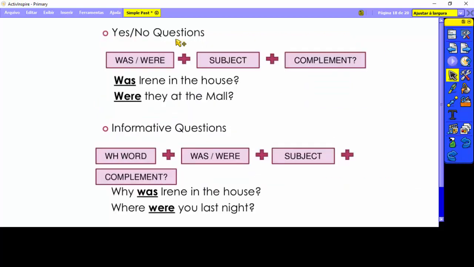Yes, no questions. You're going to use was or were before the subject and then the complement. Was it in the house? Were they at the mall? Informative questions, WH word before was or were, subject and complement. Why was it in the house? Where were you last night?